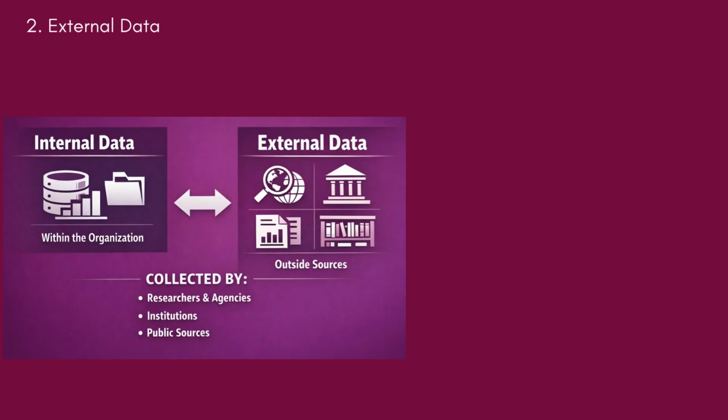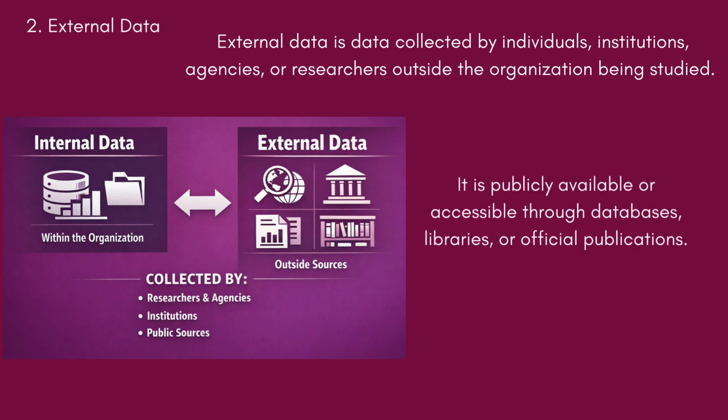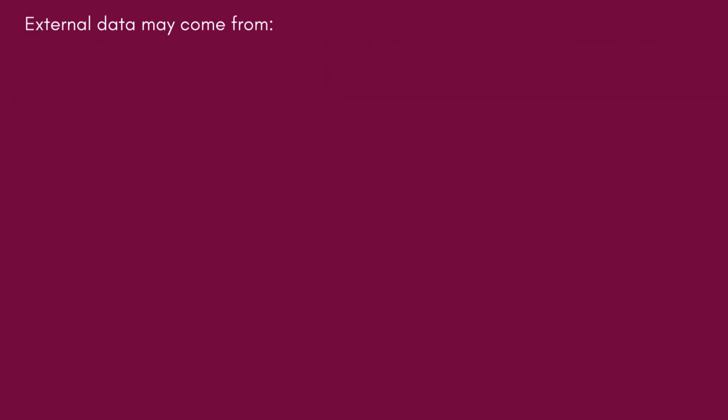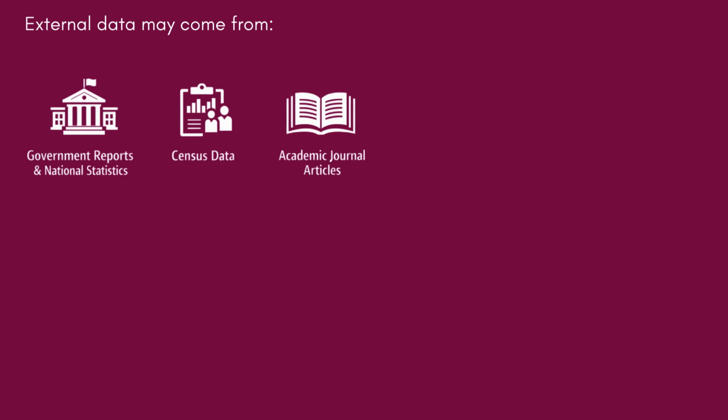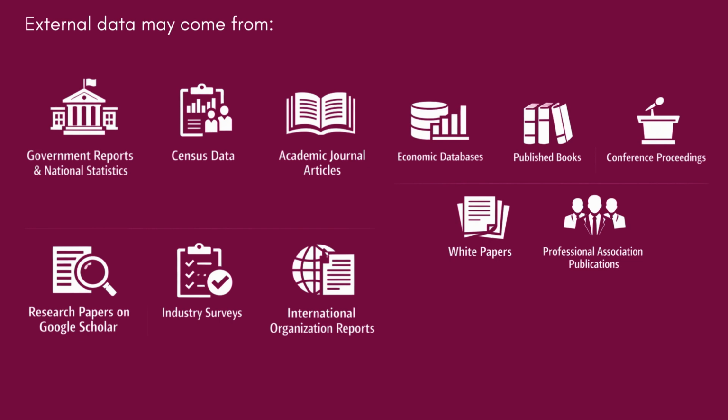2. External data. External data is data collected by individuals, institutions, agencies, or researchers outside the organization being studied. It is publicly available or accessible through databases, libraries, or official publications. External data may come from government reports and national statistics, census data, academic journal articles, research papers found on Google Scholar, industry surveys, international organization reports, economic databases, published books, conference proceedings, white papers, professional association publications.